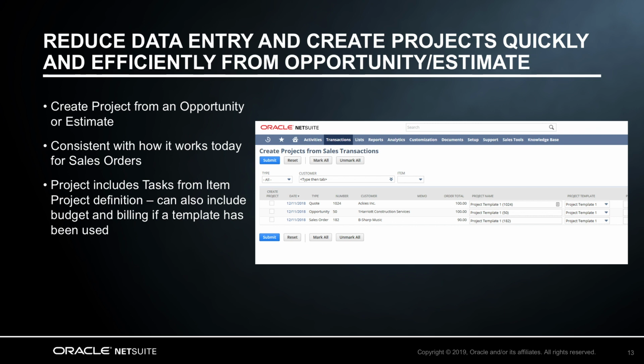In the 19.1 release, we're leveraging the integrated suite to create a new project with the items and task structure, or via a template, directly from the opportunity or estimate. This will work in a way that's familiar to our customers, like the existing process that creates projects from sales orders. This feature will reduce the need to re-enter data as the data flows seamlessly between the two areas, saving time and cost, improving ease of use, and creating greater efficiencies for our customers.